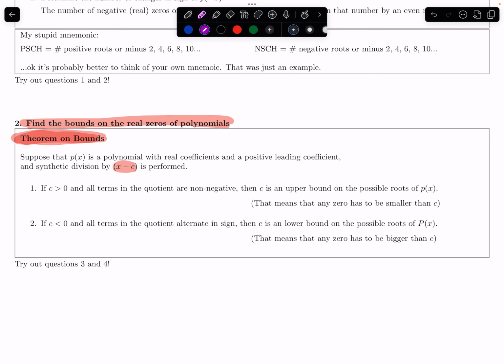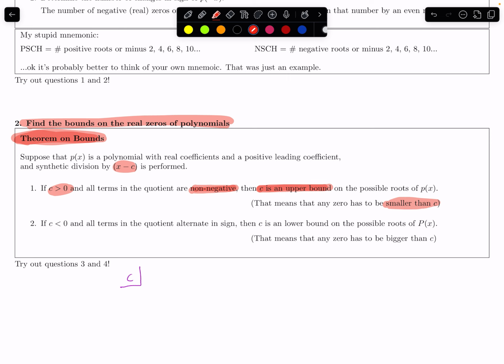So supposing all that is true, you run synthetic division by x minus c. Remember, when you run synthetic division by x minus c, the c goes in that little box. The coefficients for the polynomial go here. You pull the thing down, multiply, and add. The important part is that c is the thing that goes in the box; x minus c is what you're dividing by. If your c is positive, bigger than 0, and all your terms are non-negative, then c is an upper bound. What is an upper bound? It just means that any other zero has got to be smaller than c.